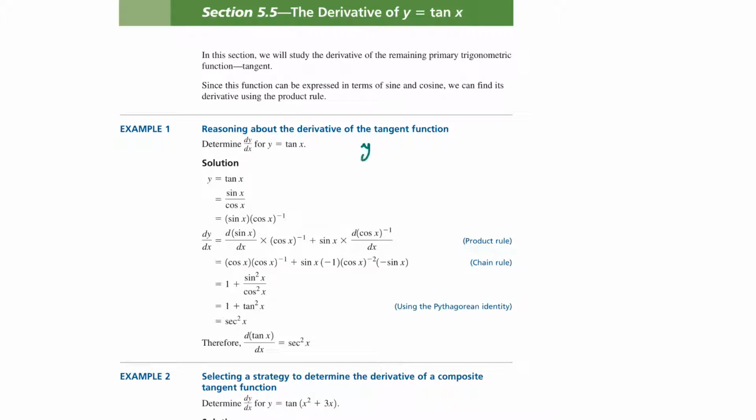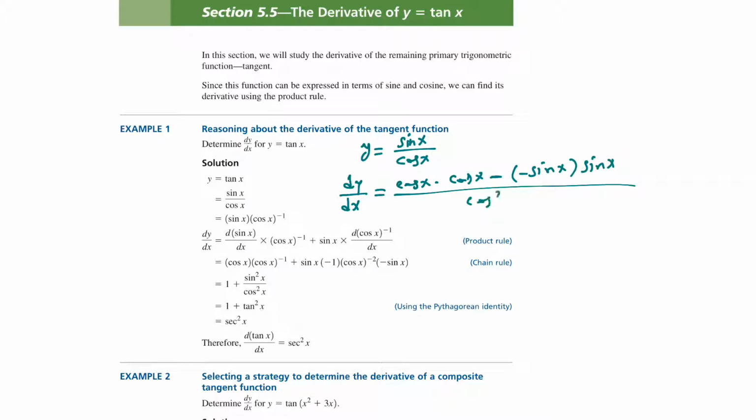We know tangent of x is sine of x over cosine of x. Therefore, derivative of function y equals sine of x over cosine of x is cosine of x times cosine of x, derivative of numerator times denominator itself, minus derivative of denominator times numerator itself, divided by denominator to the power of 2.